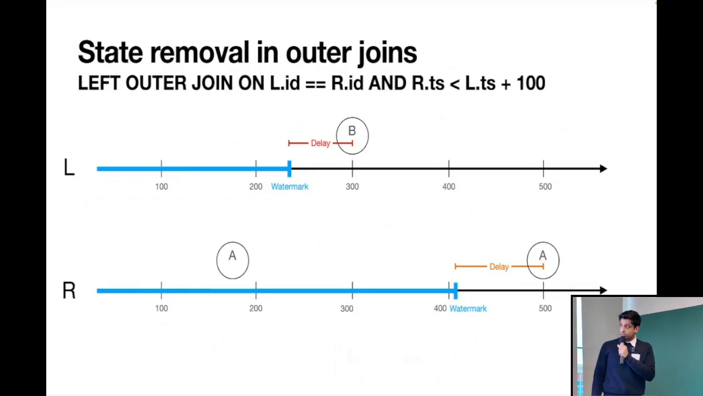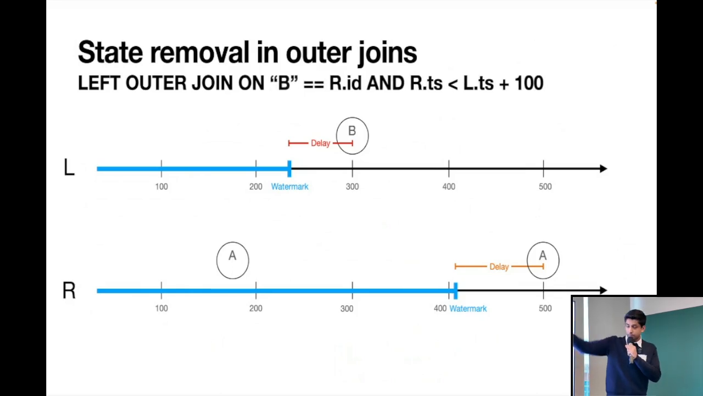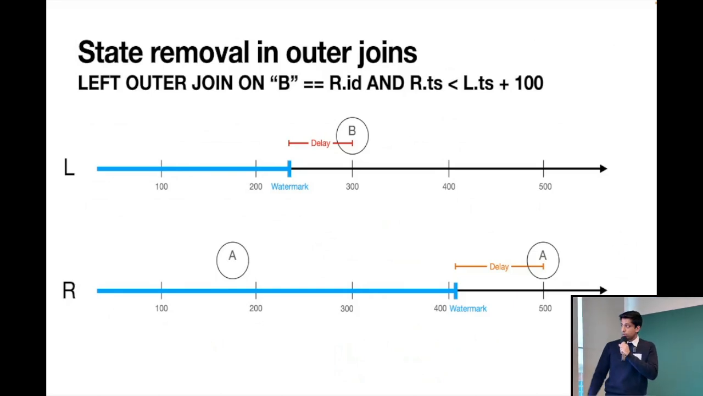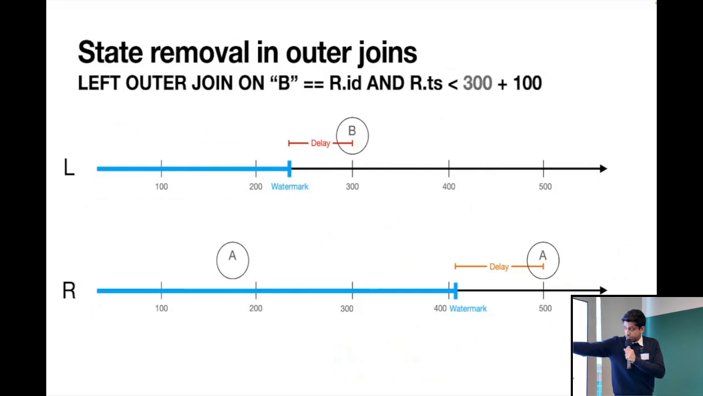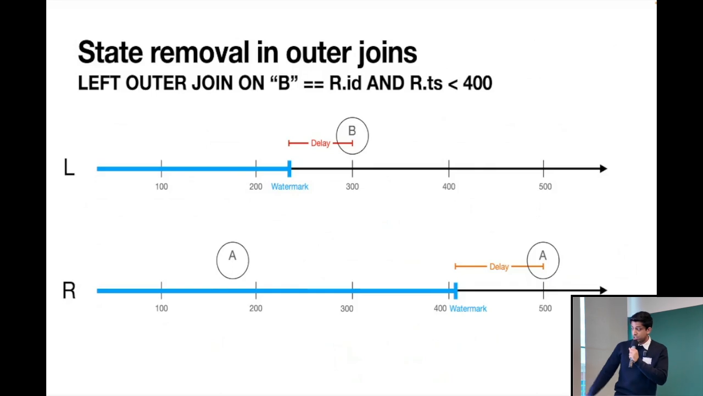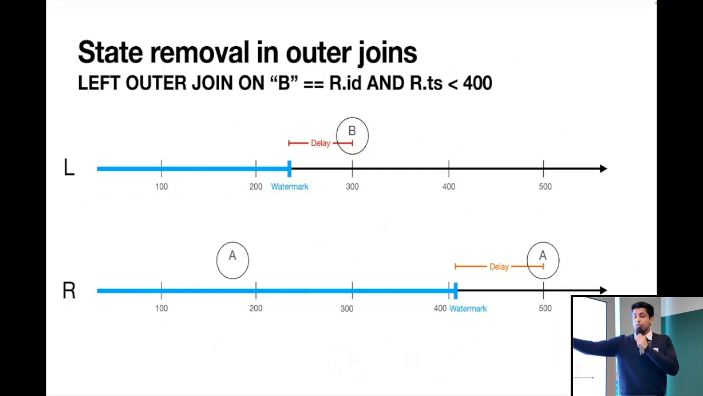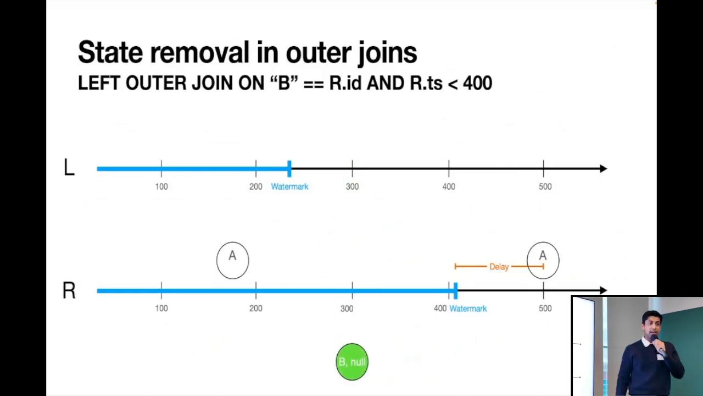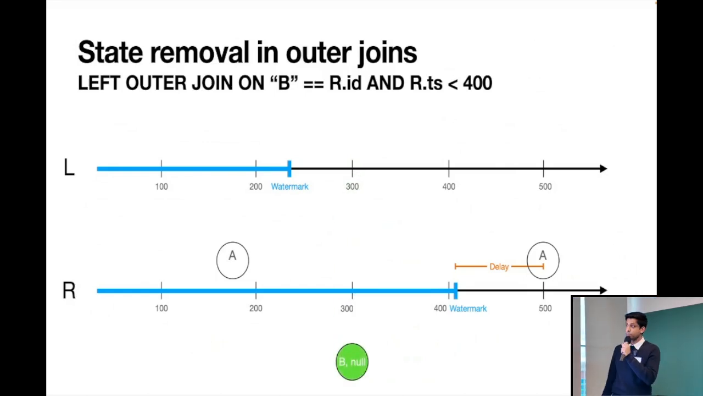So what we do is we do the same thing. We replace left ID with B. We know that we could receive a right ID of anything in the future, so we have to move on. We replace the left timestamp with 300. We add these together. The streaming engine knows that the watermark on the right is greater than 400, so nothing will arrive in this blue region. So this condition will always evaluate to false. And so you get left outer join on B equals right.id and false. The entire thing evaluates to false. You evict that from state, and you emit a B null outer join row.